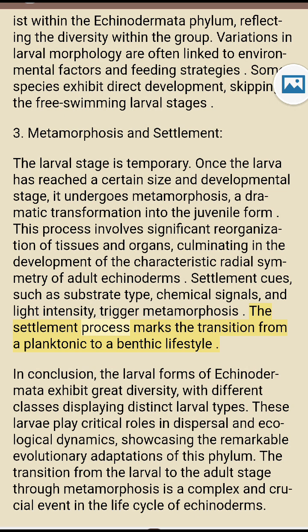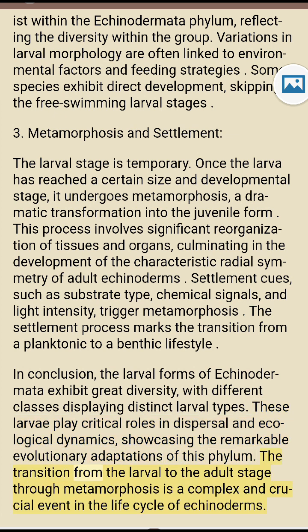The settlement process marks the transition from a planktonic to a benthic lifestyle. In conclusion, the larval forms of Echinodermata exhibit great diversity, with different classes displaying distinct larval types. These larvae play critical roles in dispersal and ecological dynamics, showcasing the remarkable evolutionary adaptations of this phylum.